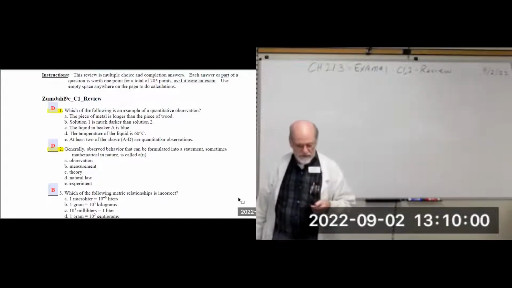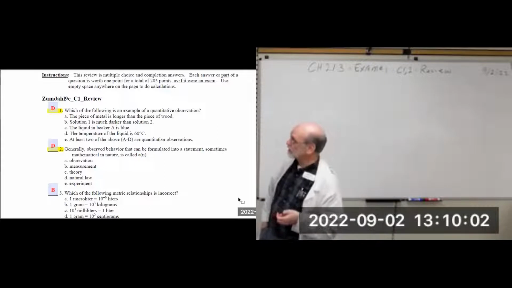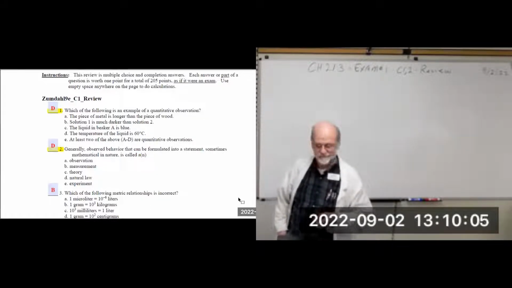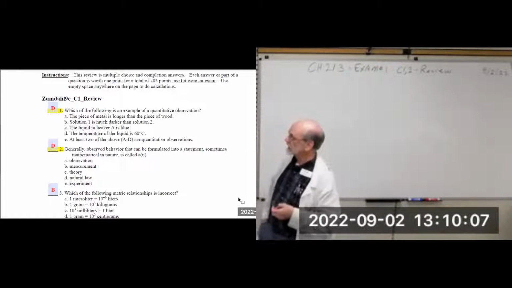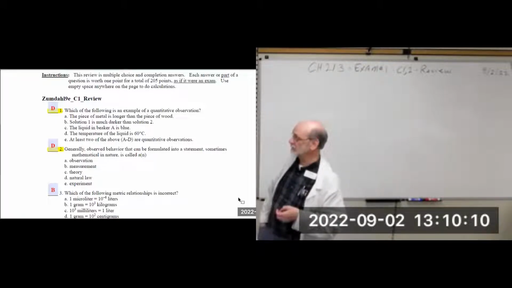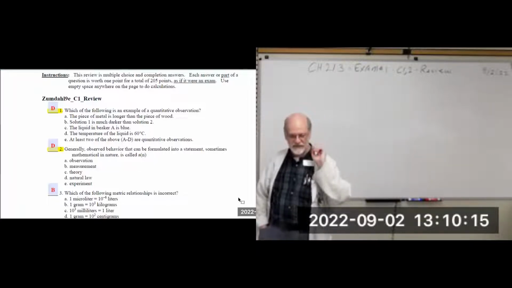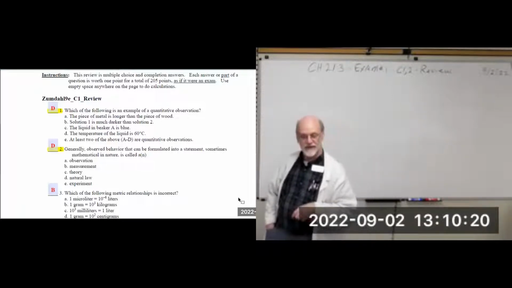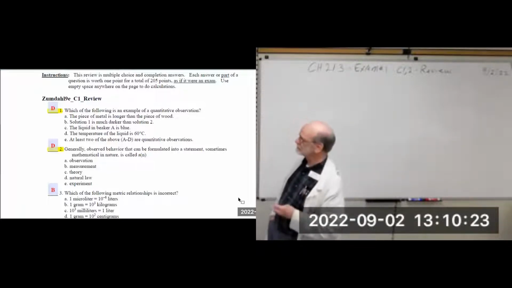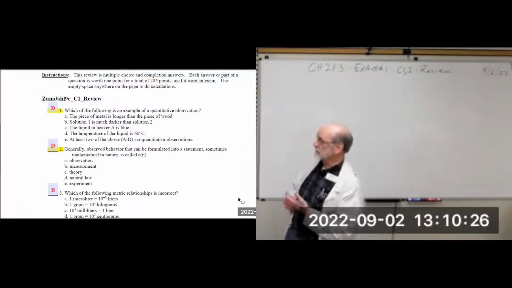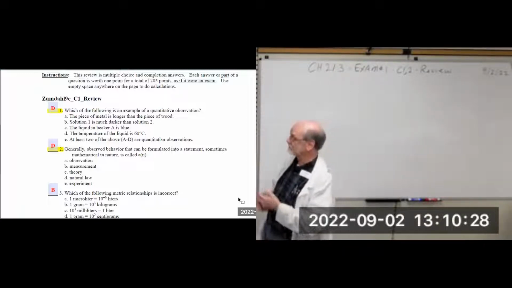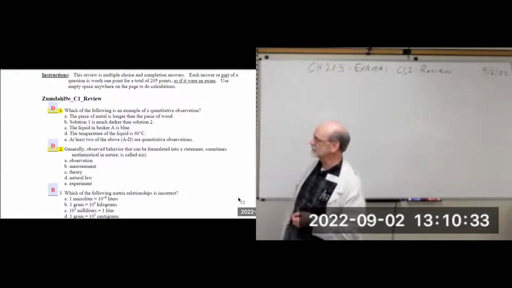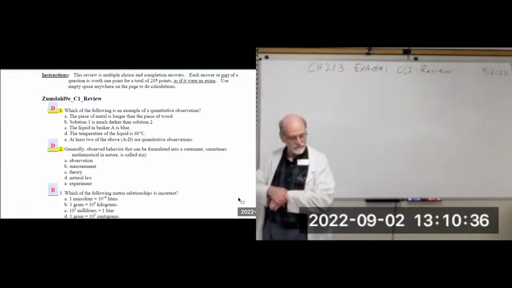So in order to be a quantitative observation, a piece of metal is longer than, no, that's qualitative. A solution 1 is much darker than, qualitative again. The liquid in beaker A is blue, qualitative again. We get to the temperature of the liquid is 60 degrees Celsius. That's quantitative. So you can stop there. Right? We found our answer. At least 2 of the above are quantitative. Nope, just 1. Okay.